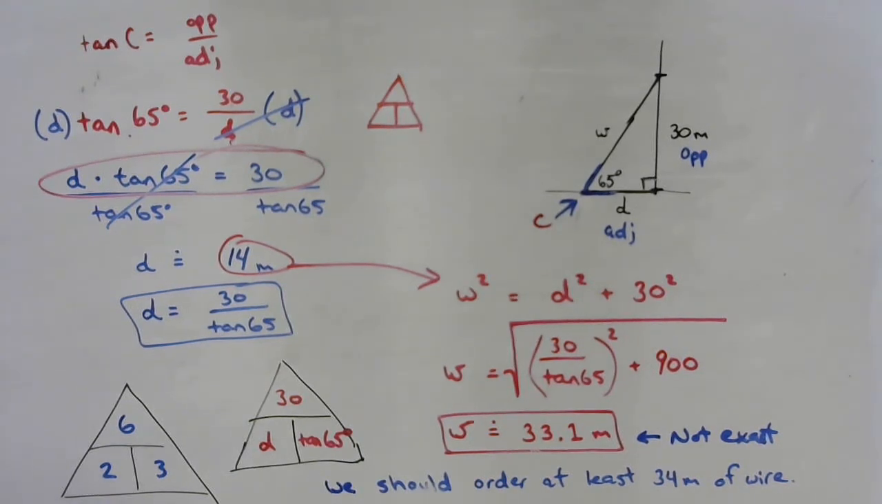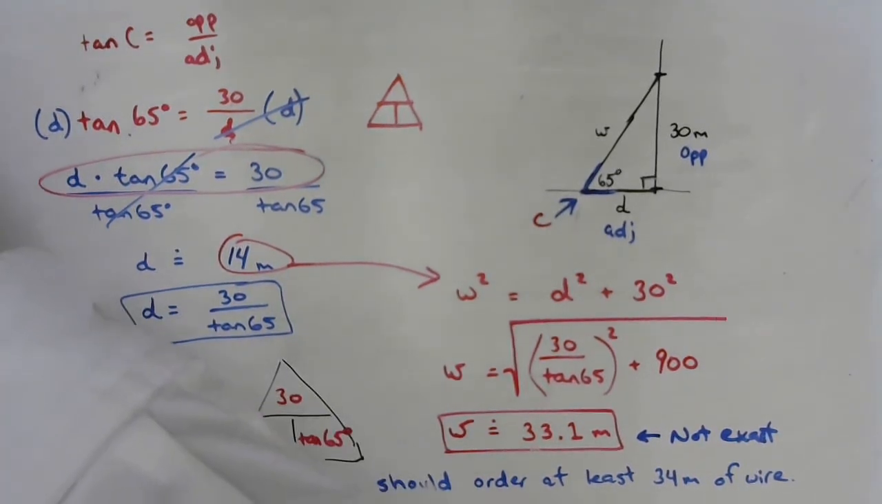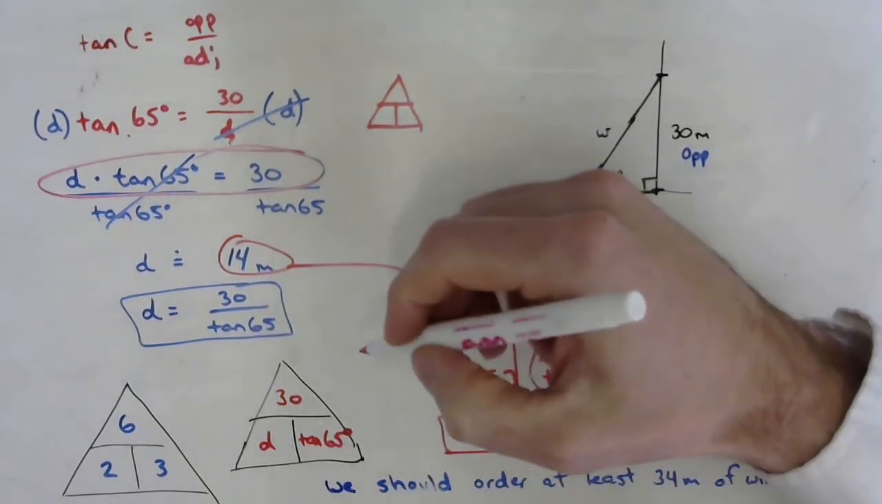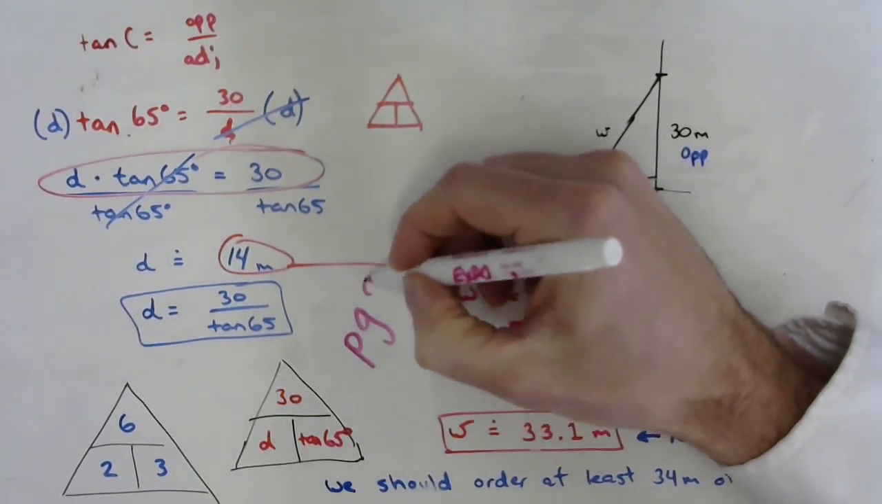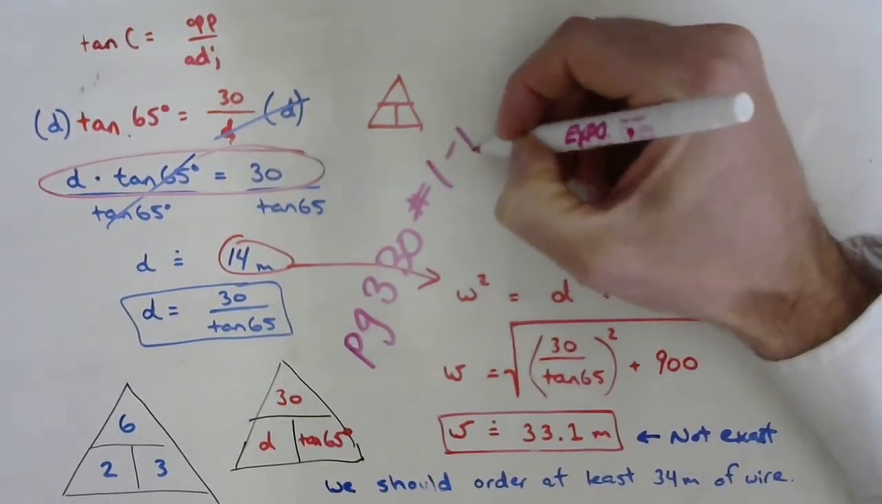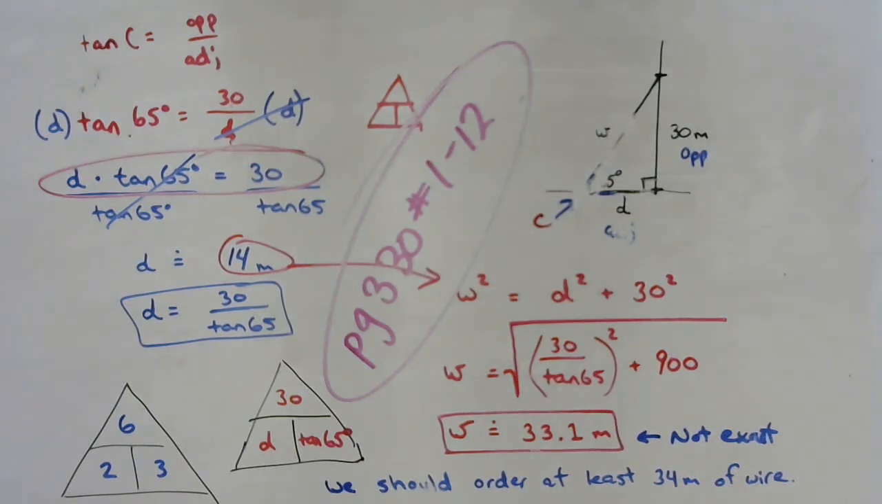Your practice problems for lesson 7.3 come from page 330. You're responsible for numbers 1 through 12. Enjoy.